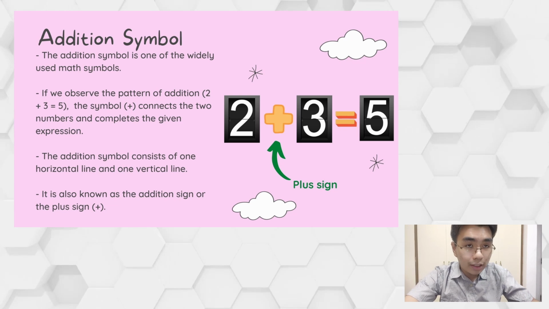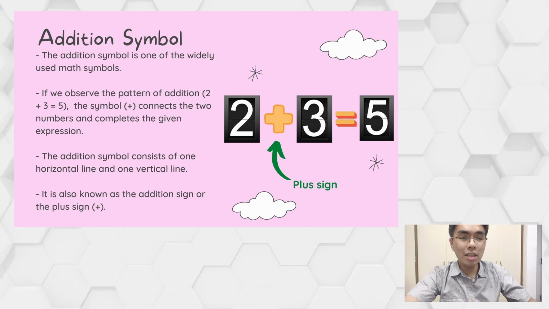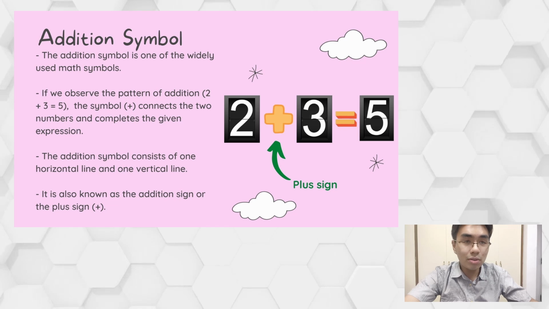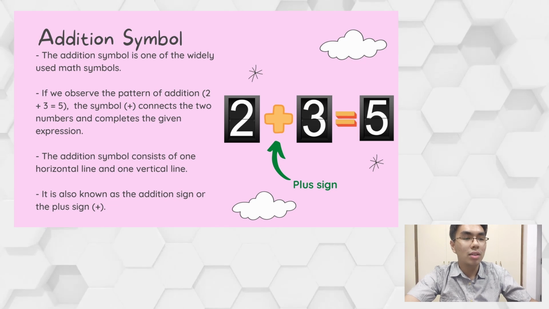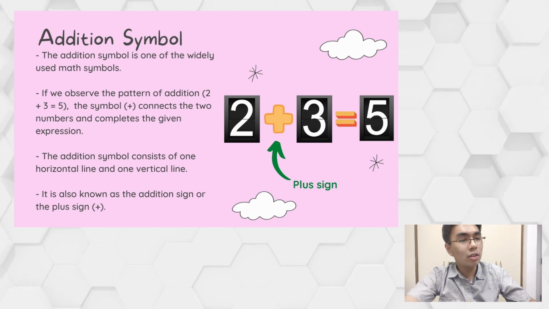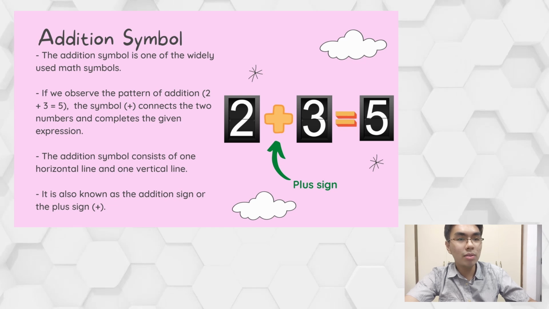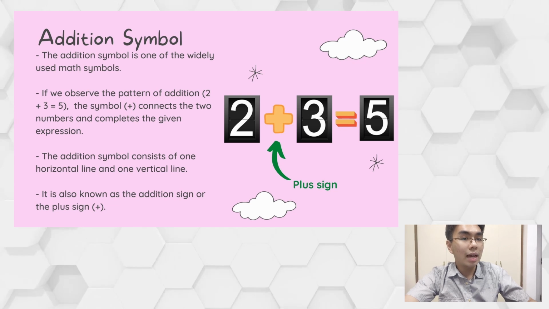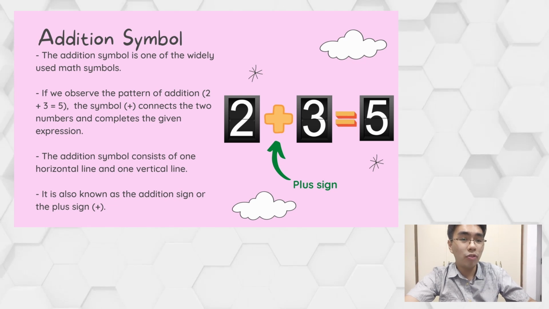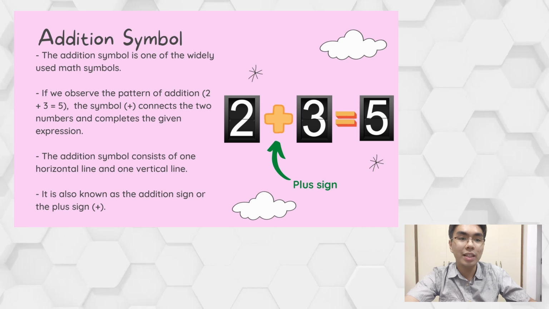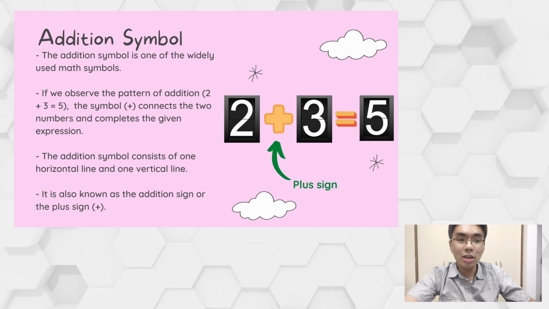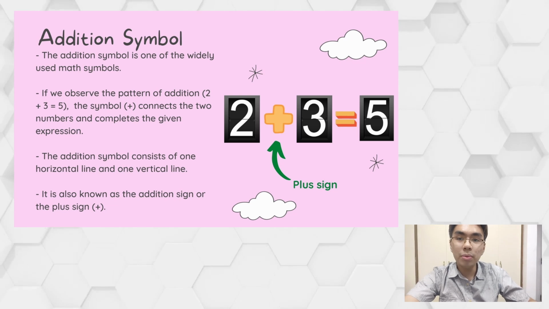Next, the addition symbol is one of the widely used math symbols. Given this example, 2 plus 3 equals 5. The addition symbol consists of one horizontal line and one vertical line. It is also known as the addition sign or the plus sign.